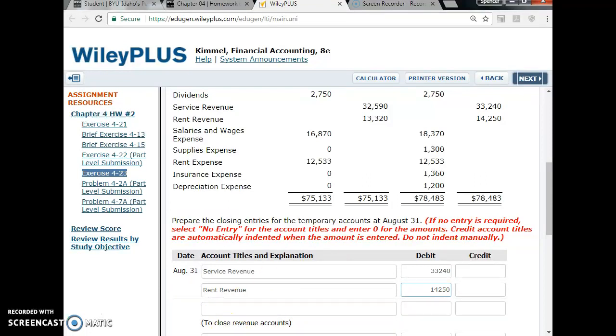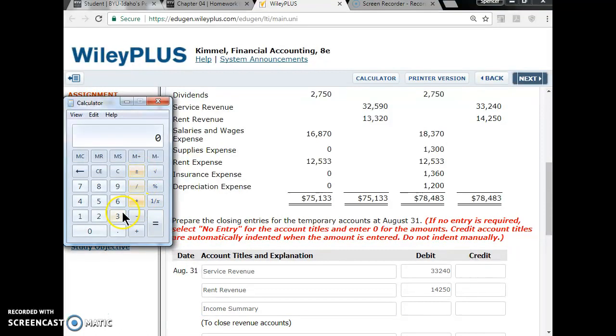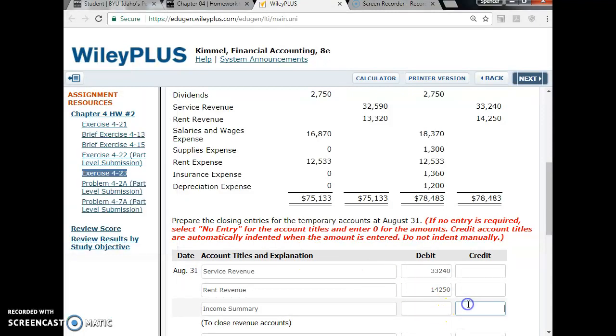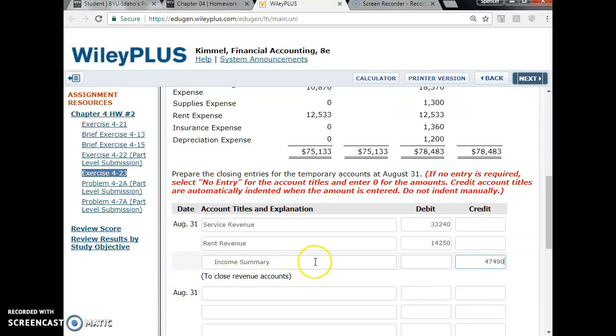Next we're going to bring up our calculator, and we're going to debit income summary. That's the account that the sum of these turns into. So the income summary will be the sum of those two. The sum is 33,240 plus 14,250, and that is 47,490. So that is how we close our revenue accounts.